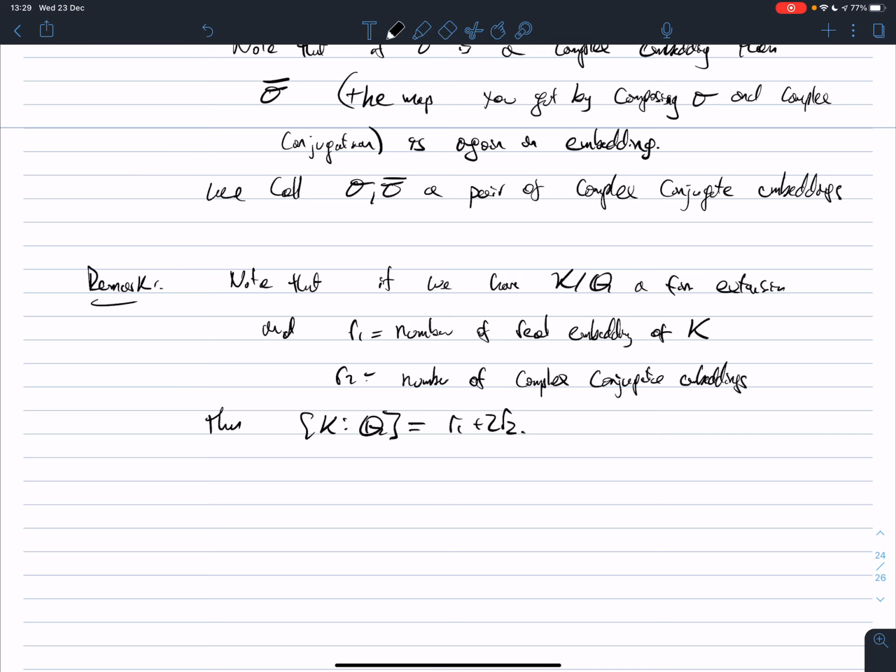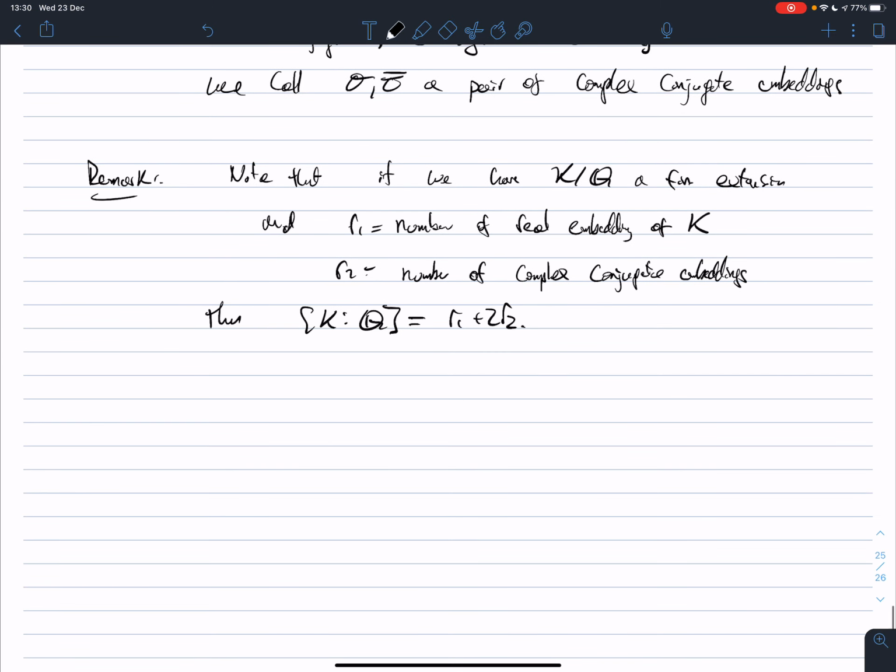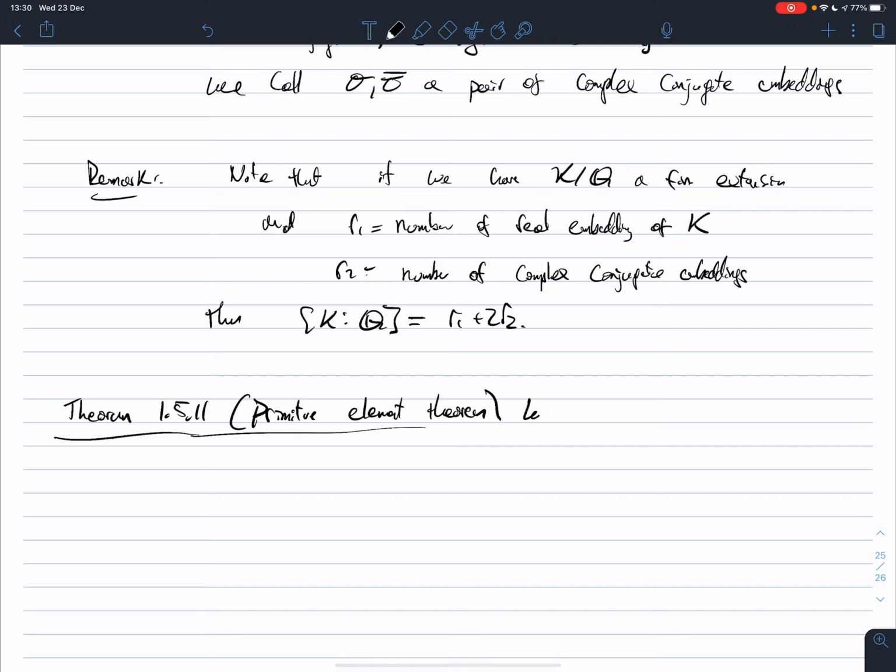Okay, and let's finish this off with an important theorem which follows from all of this. Theorem 1.5.11, which is the primitive element theorem. This is one of our more important results. We'll use this a lot without even thinking. So what does it say?